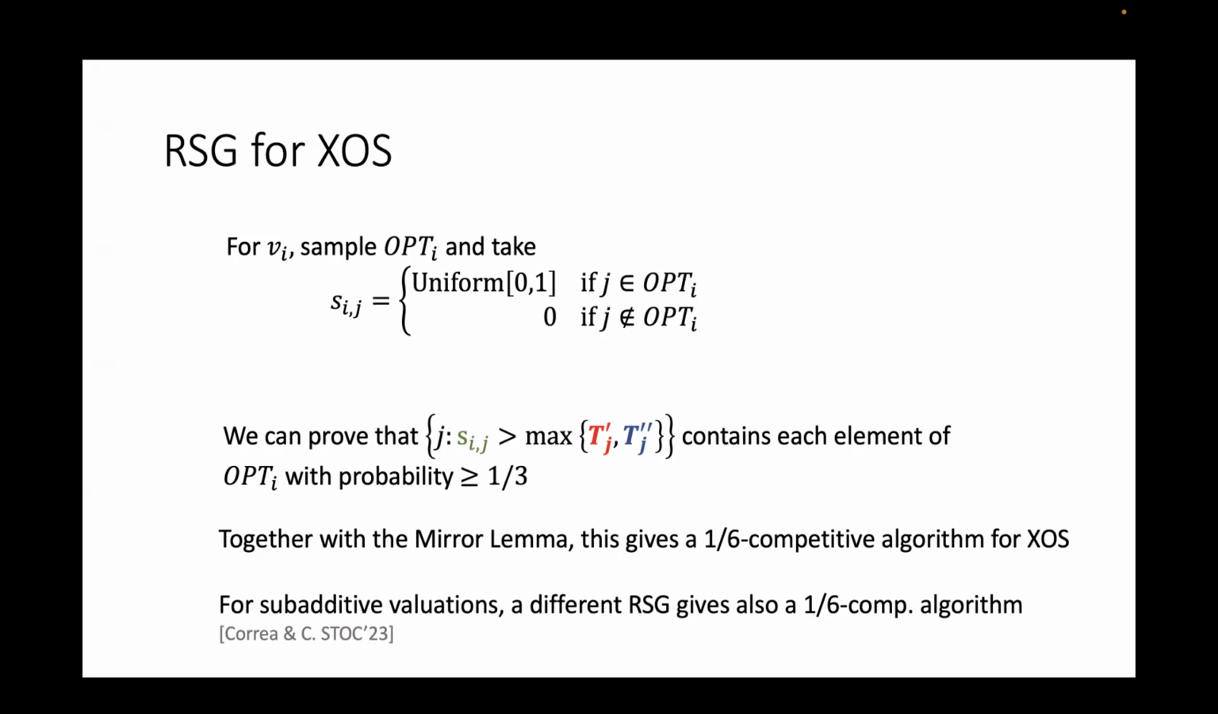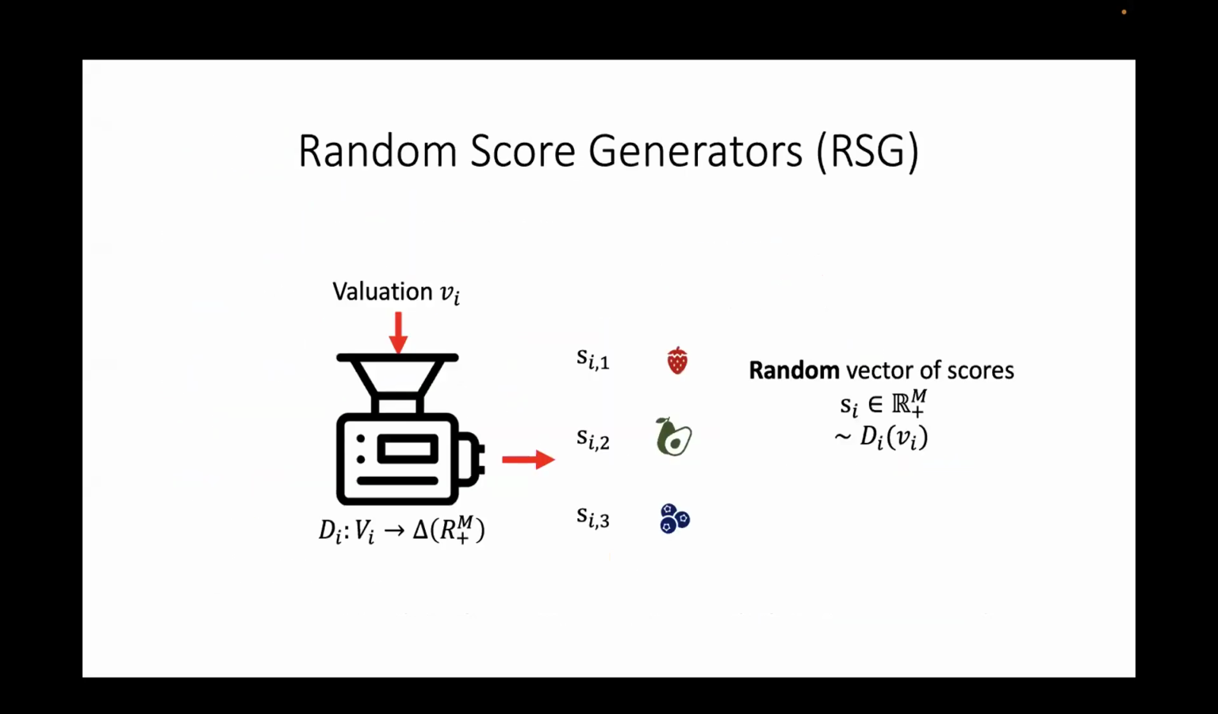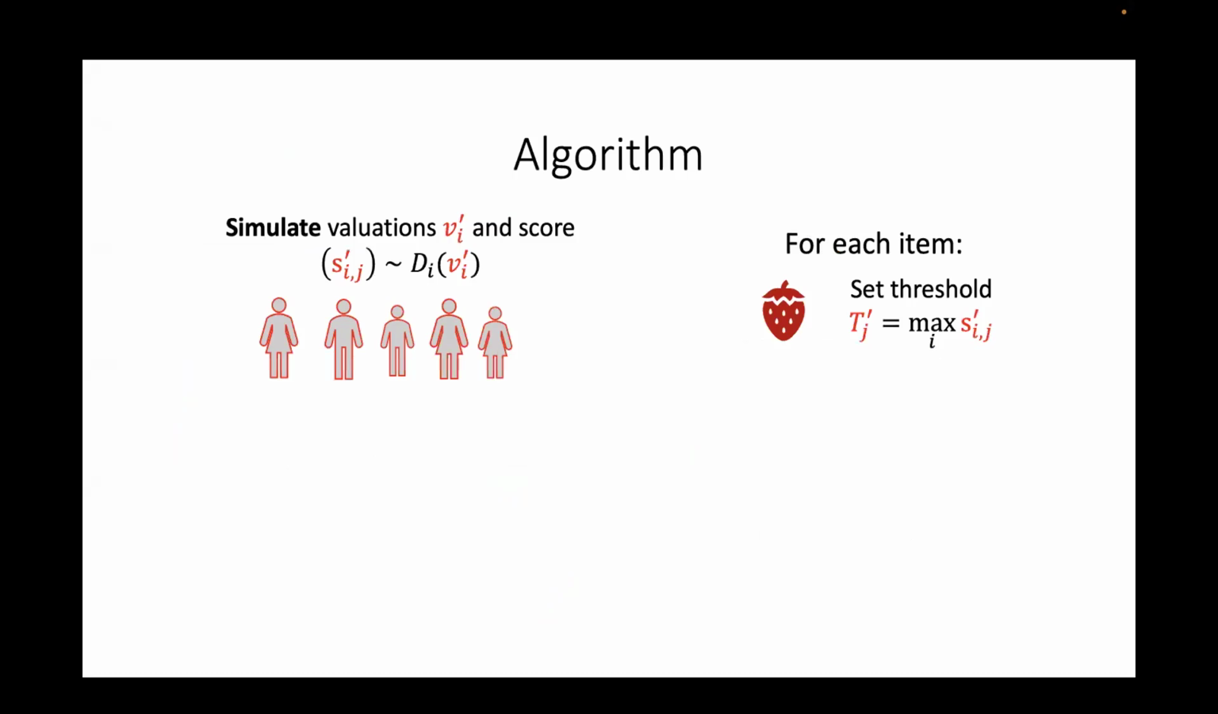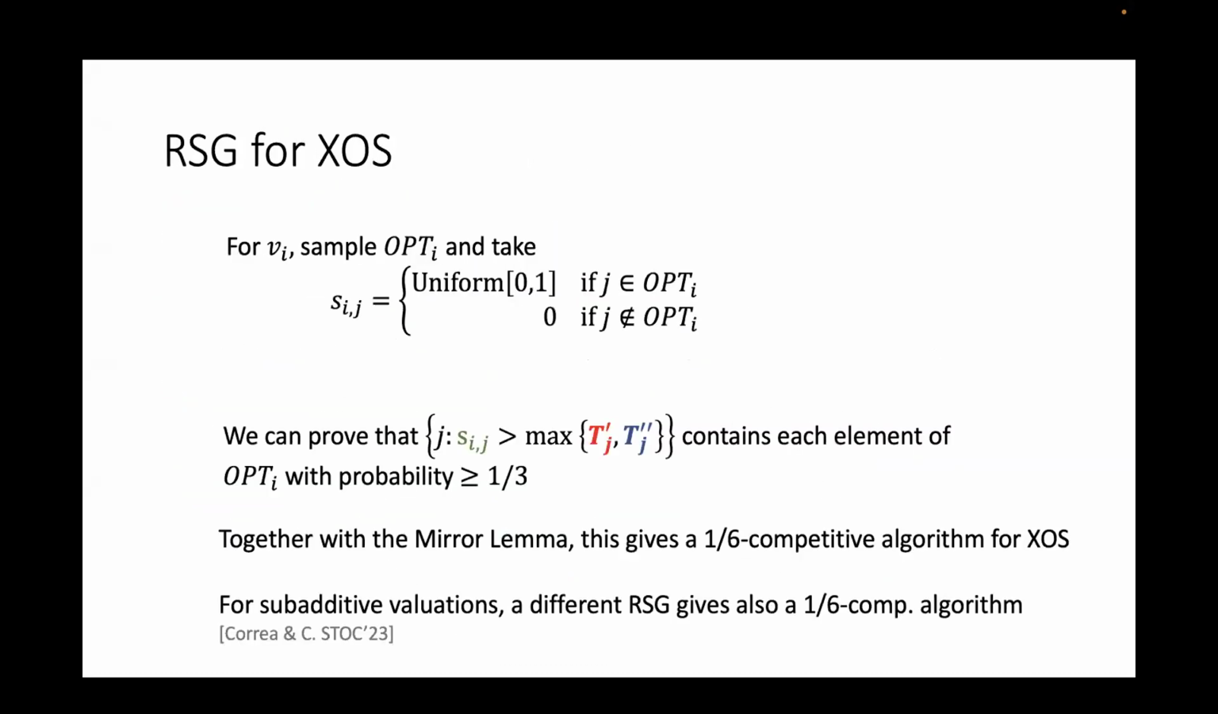Okay, and because of the characterization I gave you of the XOS, remember the characterization was what is here: if I have a random set that contains each element of A with probability alpha, then the expected value of that set is at least alpha times the value of the set A. And this is exactly what I just said about this set. It contains every element of I with probability 1/3. So the value of that set has to be 1/3 of the value of that. And times the 1/2 of the middle lemma, we get a 1/6 for XOS.